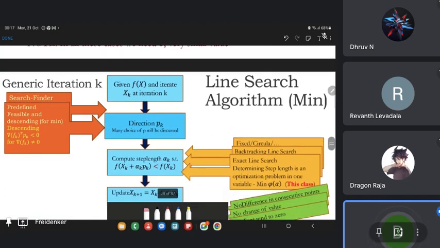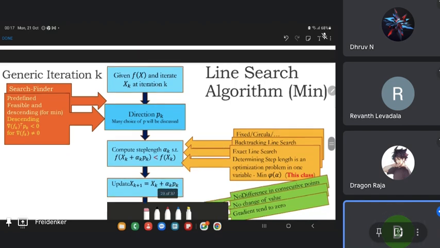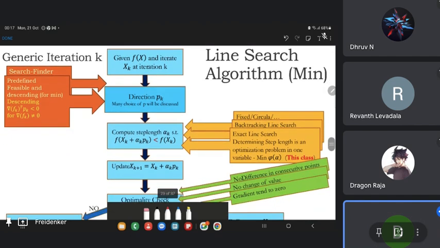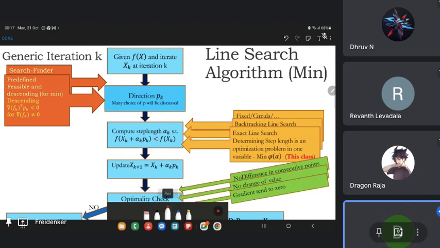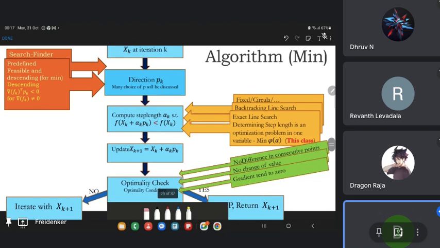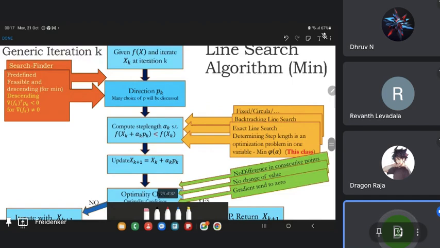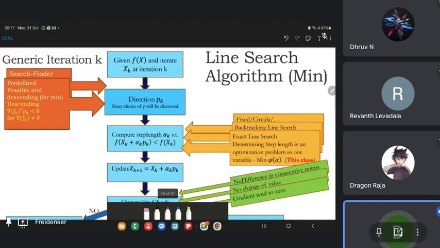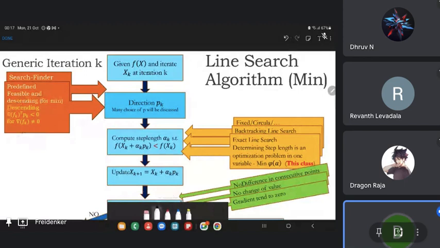Okay, what is this line search algorithm for minimum? Everything is the same, but we will see how to decide the direction. And here you have less than, because when you go to a new point, the function value should be less than the function value at the previous point. Everything is the same, but instead of greater than, you have less than here, and you have a different condition here. Whatever direction you take, if you take the dot product with the gradient, it's supposed to be less than zero because you want to go in the minimum direction.